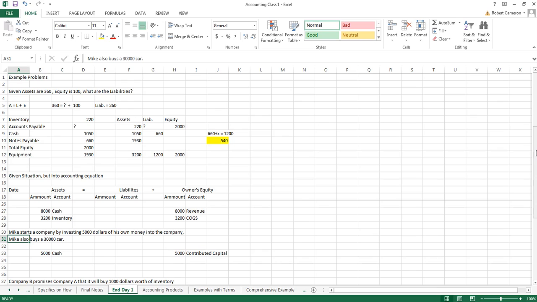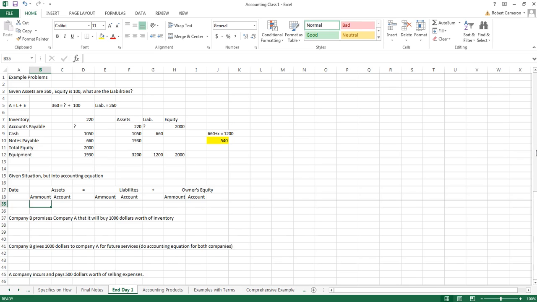Now the next part, Mike also buys a $30,000 car. This is getting back at the separate entity assumption. There's not going to be another accounting equation entry. Sorry, these aren't journal entries. Accounting equation entry. Why? Well, because Mike is different from the company. It's his personal car. So I know this seemed like a sort of an obvious trick, but I just want to make sure you're getting used to that. So the fact that Mike bought a $30,000 car, nothing on the company.